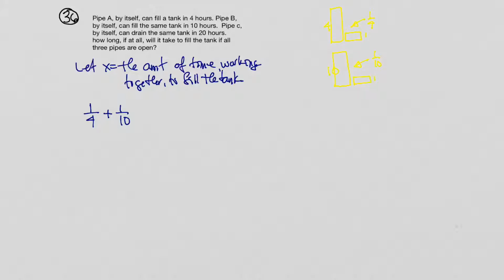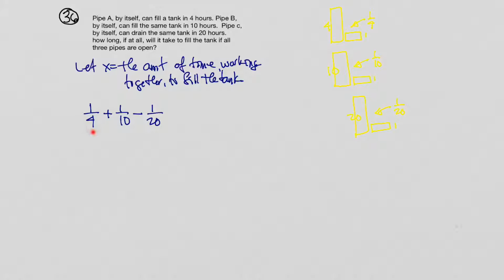Now, pipe C, this is a drain, so this is working against us. So what we're going to have here is a minus. Now pipe C takes 20 hours to drain the tank. If we draw our picture over here, here's pipe C. It takes 20 hours by itself to drain the tank. So in 1 hour, it can drain 1/20th of the tank. It can do 1/20th of the job. So the contribution for the drain pipe is going to be 1/20.